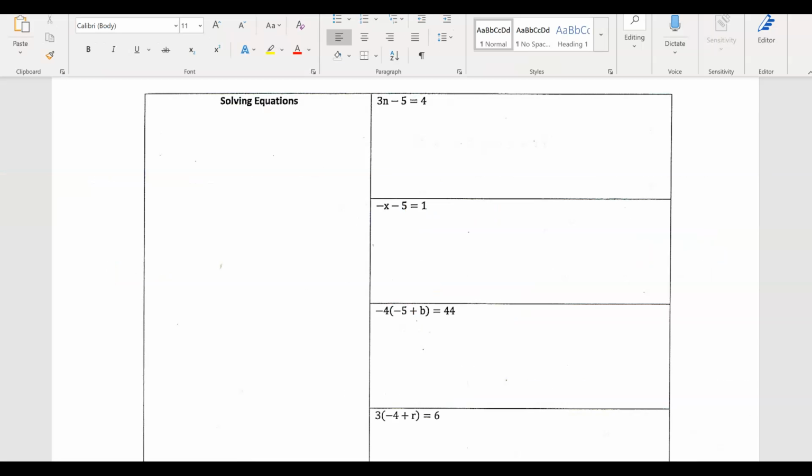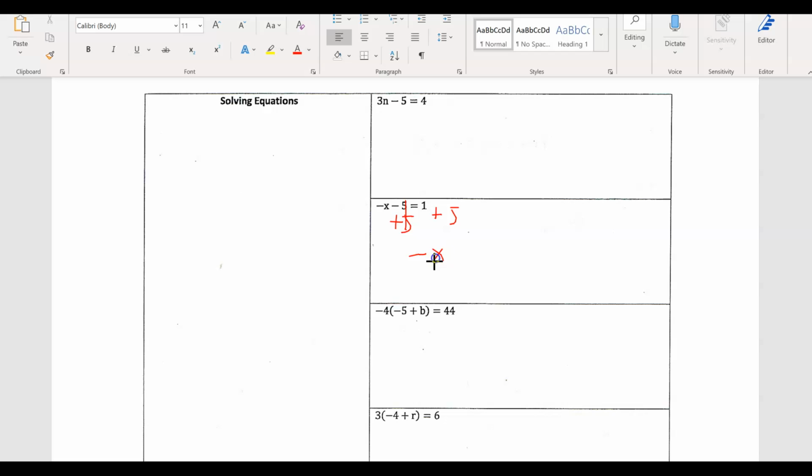So now I have a negative sign in front of the x. We'll deal with that at the end, but again, the very first thing I'll do here is just add 5 to both sides. Remember, I want that x to be all by itself. So now I have negative x equals 6.